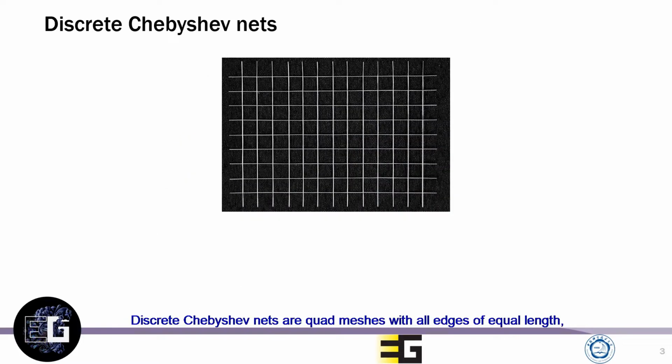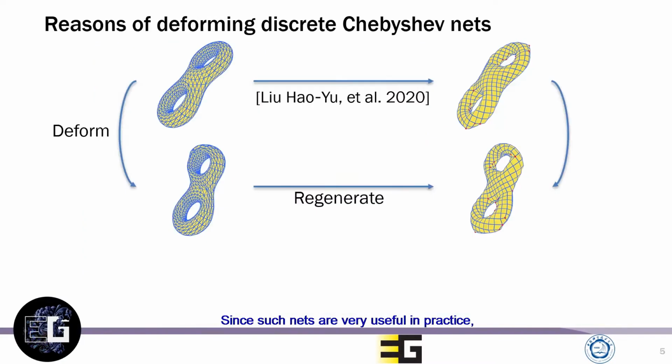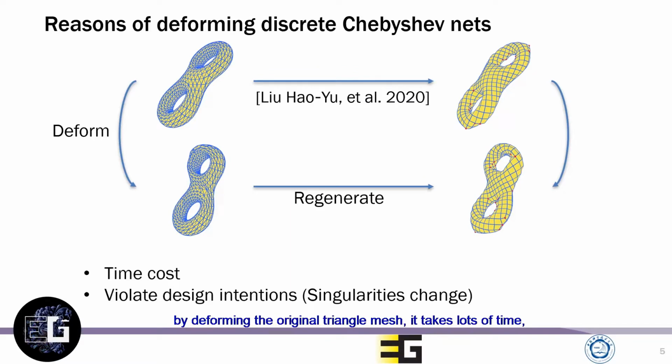Discrete Chebyshev nets are chord meshes with all edges of equal length, which are inextensible along the edge directions. They have been widely used in many fields, such as architecture, packaging, and art. Since such nets are very useful in practice, it's desired to design them in a short time. However, if we want to regenerate a new Chebyshev net by deforming the original triangle mesh, it takes lots of time and may violate the user's design intentions. For example, the singularities which are colored may not be placed at the desired positions.